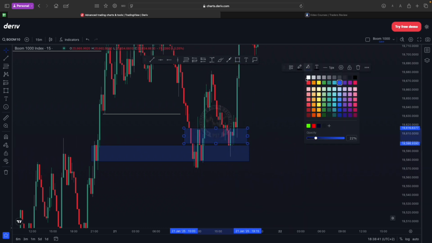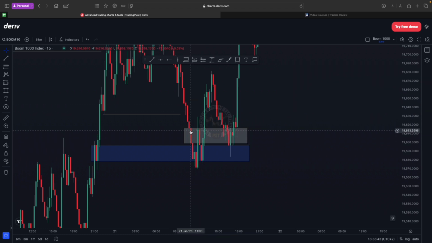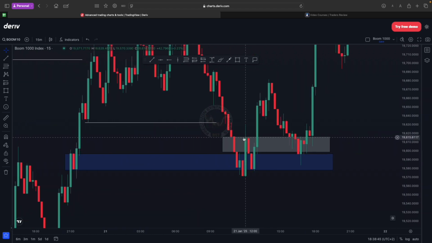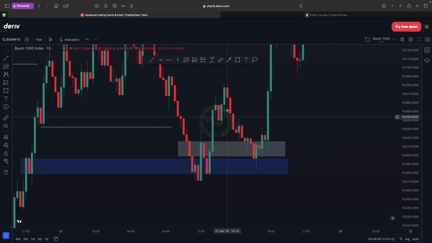Just change the color again. There's your fair value gap, this one here. Price broke through this fair value gap. We were waiting for the closure. This candle closed on the inversion fair value gap. Price came back.